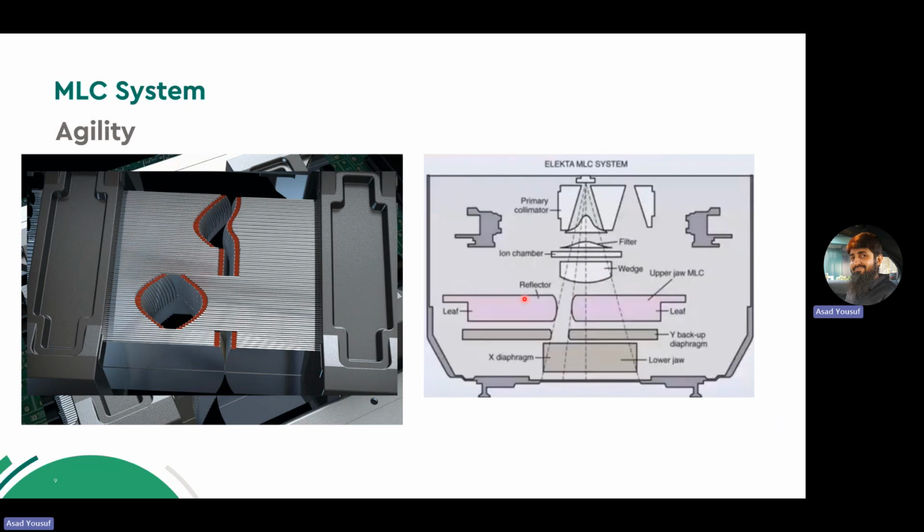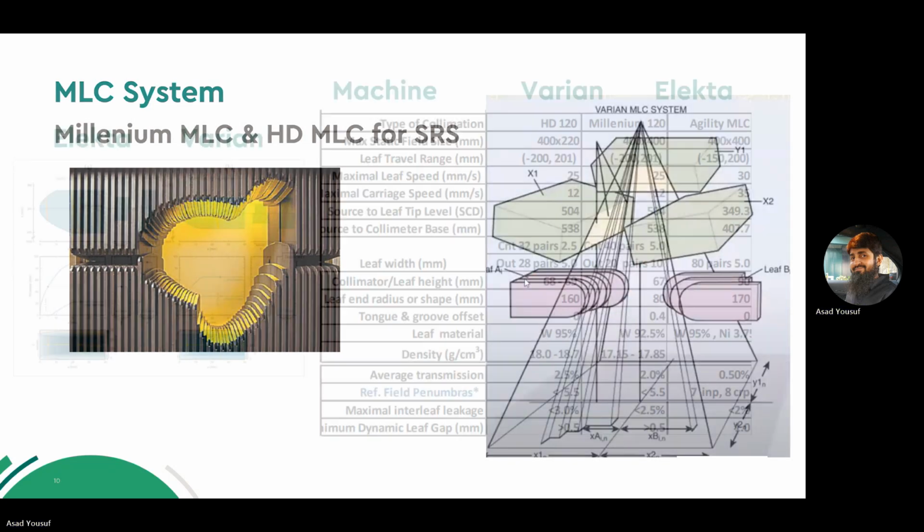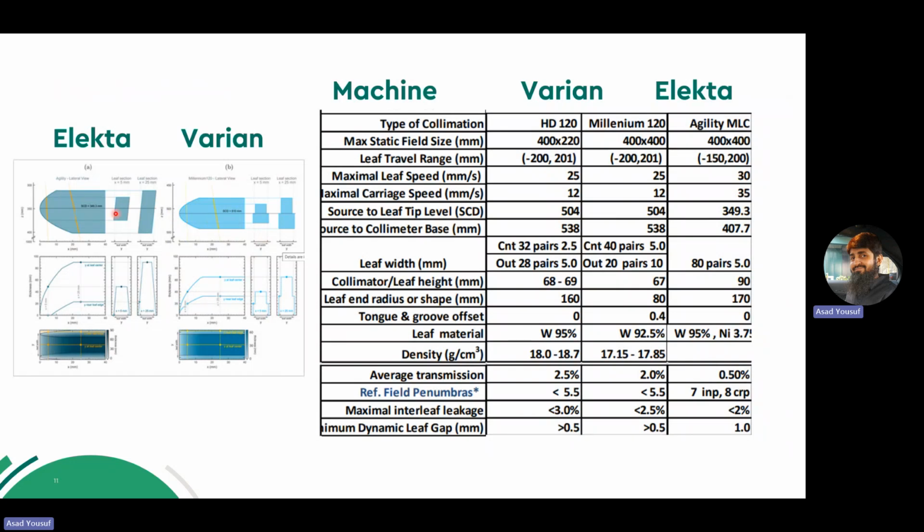The MLC thickness is a bit higher as compared to the Varian MLC, because it's a tertiary MLC, it lies after the jaws. That's the comparison between the Elekta and Varian design. You can see the leaf end is a bit different as compared to Varian. Speed-wise, the Millennium MLC is 2.5 meters per second, whereas Agility gives 3 meters per second, and the carriage speed is 3.5, so it gives a higher speed in treatment delivery.